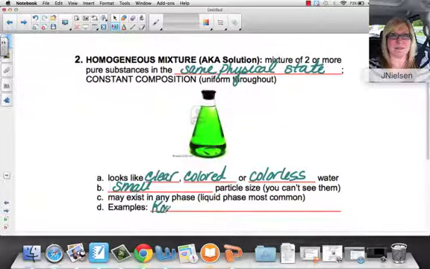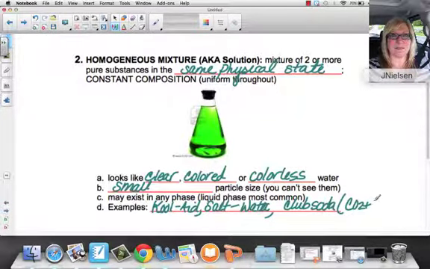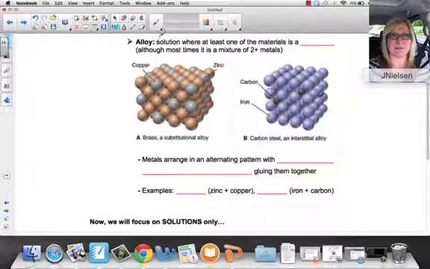So a good example here would be Kool-Aid or salt water, when the salt is dissolved in the water, or club soda, which is simply CO2 and water mixed. And then also under a homogeneous mixture we have an alloy, a solution where at least one of the materials is a metal, although most times there are two or more metals.